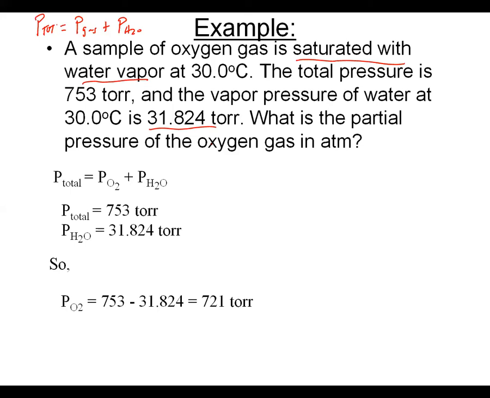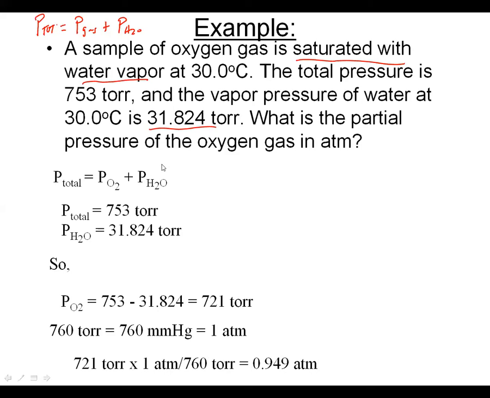It did want it in atmospheres. So this is where that 760 number we saw earlier comes into play. There are 760 torr in an atmosphere. So we would divide by 760, and that would get us 0.949 atmospheres, which is the pressure of just the dry oxygen gas. Any questions on that?